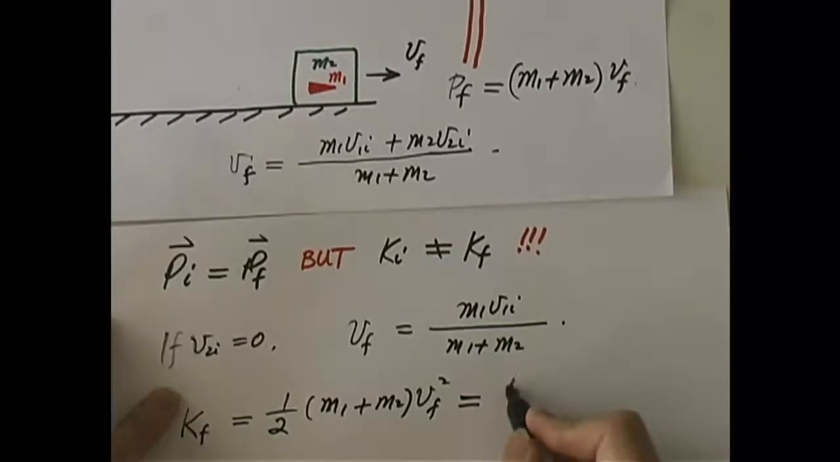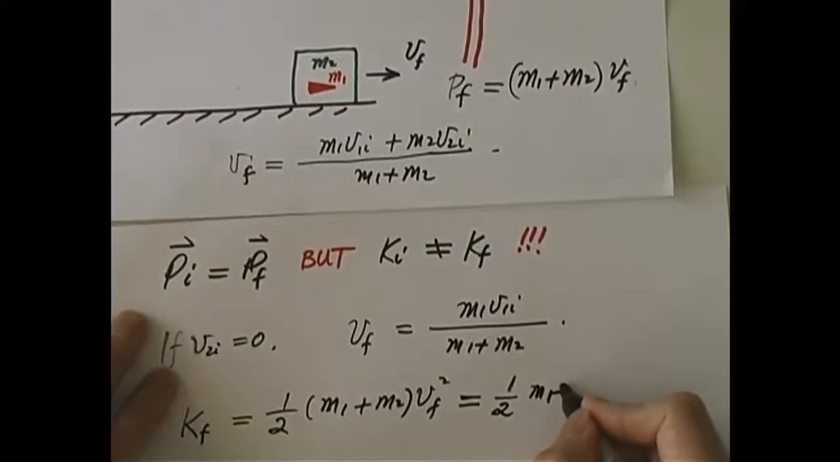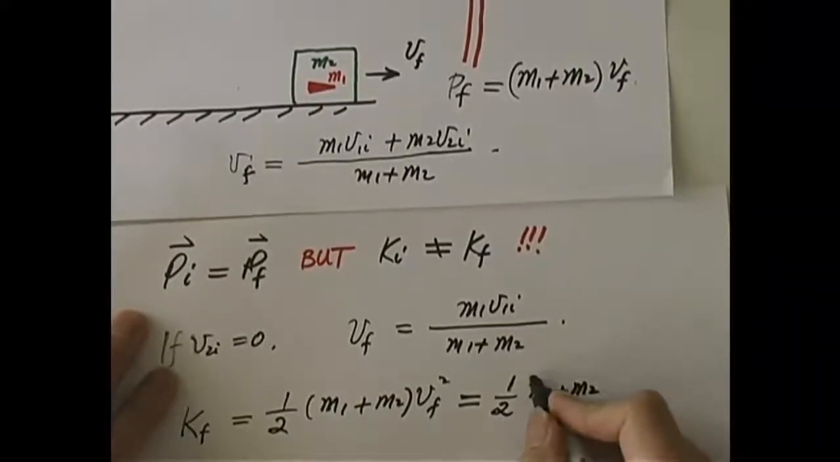That's 1/2 times M1 plus M2 times V1 initial squared, and then M1 squared over M1 plus M2, squared. I'm just doing the algebra here. Okay, let's rewrite it.